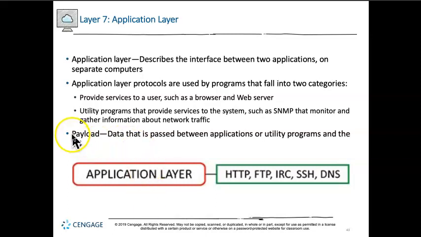Now, another important thing is that at the application layer, at layer 7, whatever is being sent or manipulated at that level is called the payload, okay? Technically and well defined, it's as written right in here. The payload is data that is passed between applications, or utility programs. So from one operating system, from one computer to another, that's the payload, and that's the name of the unit of data passed between application layers.